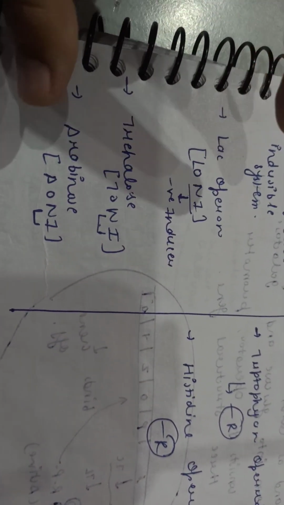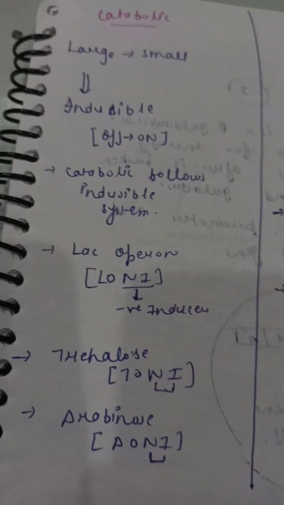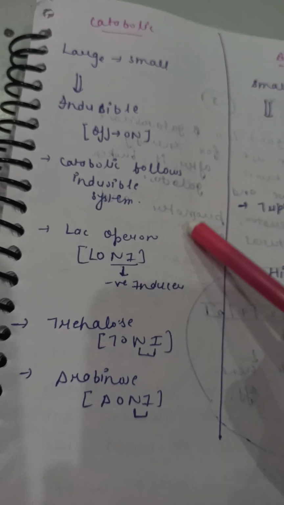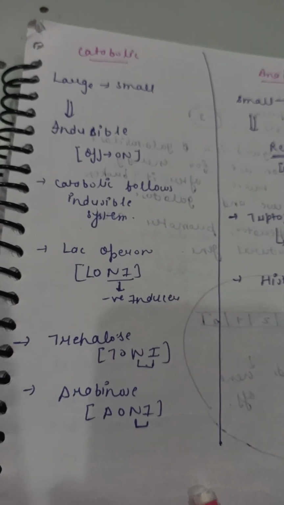Examples of the catabolic operon are lac operon, trehalose and arabinose. Clear? This is the slide of catabolic. If you want to write the notes, you can take a screenshot also.